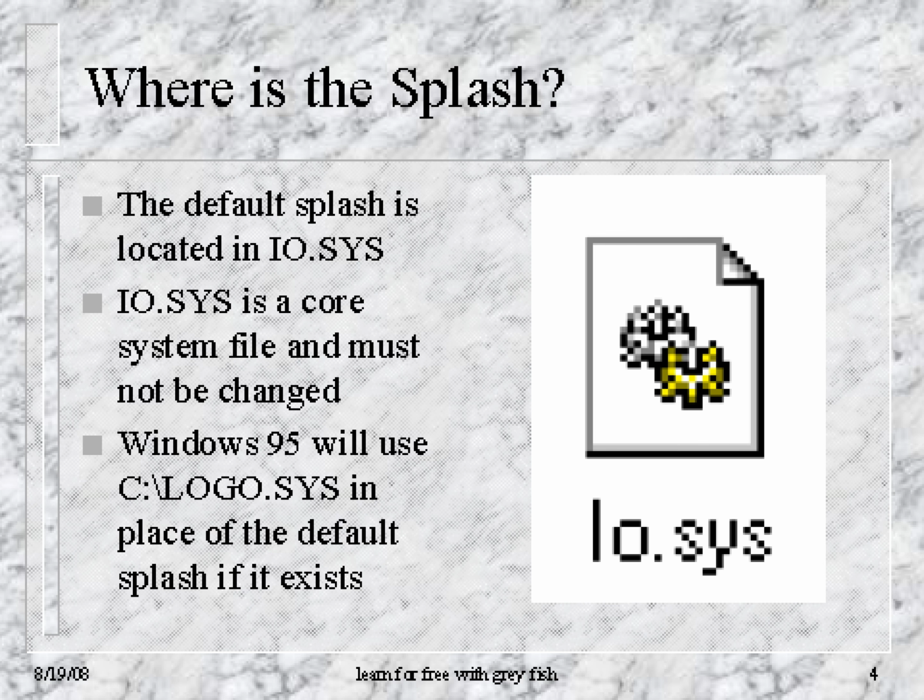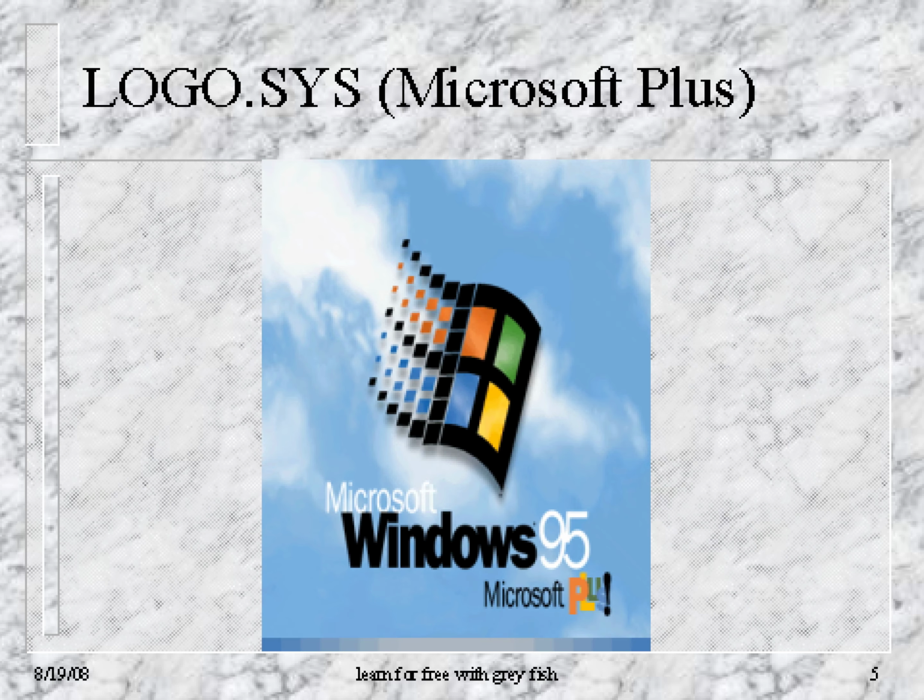Now the default splash is embedded in a core system file called io.sys. This file is required to boot Windows 95, just as it was needed for MS-DOS. You don't want to go around messing with this file, because it may prevent your computer from starting up, and you'll have to go through the trouble of reloading the file from your setup CD. However, Windows 95 does allow you to add your own custom splash in a separate file called LOGO.SYS. Let's start with an example file.